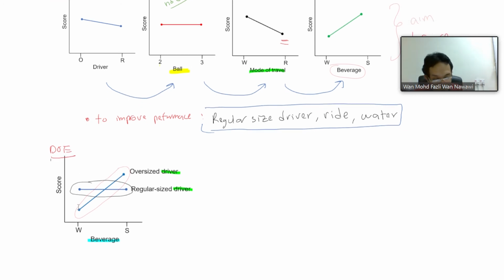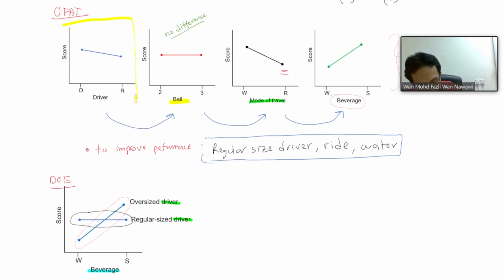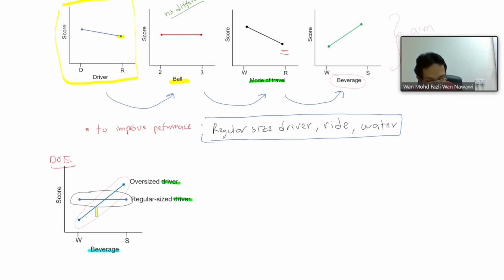If you use the regular size driver, if you look at the driver on the OFAT, if you use the regular size, it will improve, it will go down. But if you look at this DOE graph, the regular size driver has no effect whether you drink water or the sport drink. But if you use oversize, for example here, from the OFAT you can see the oversize is always bad.